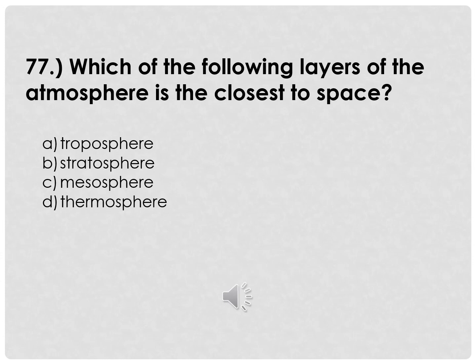Which of the following layers of the atmosphere is the closest to space? The layer of atmosphere that's actually closest to the Earth is the troposphere. Then comes the stratosphere, the mesosphere, and then the thermosphere. So the thermosphere is the layer of the atmosphere that's the closest to space. D.